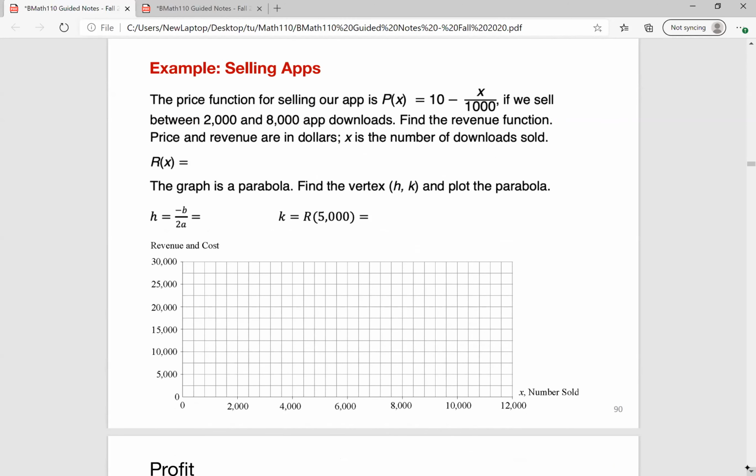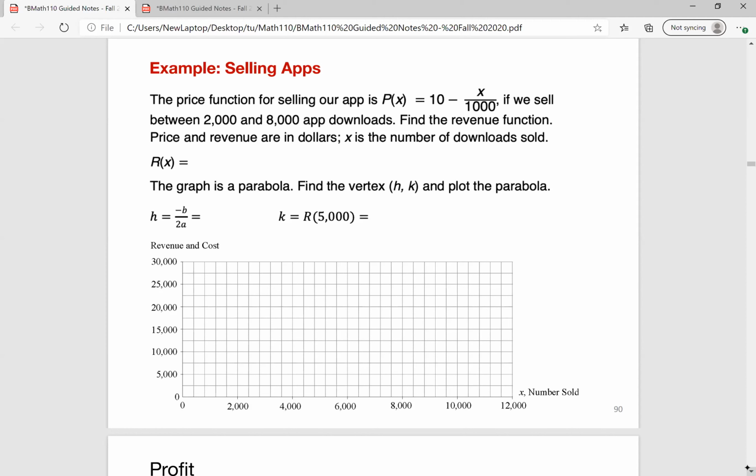Now let's move down. This is another example about selling apps. The price function for selling our app is P of x equal to 10 minus x over 1,000. If we sell between 2,000 and 8,000 app downloads, find the revenue function. Price and revenue are in dollars, and x is the number of downloads sold.